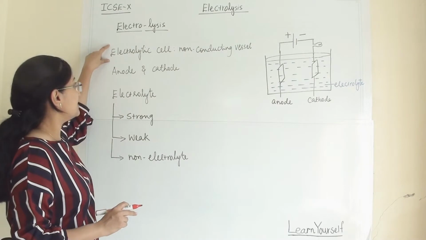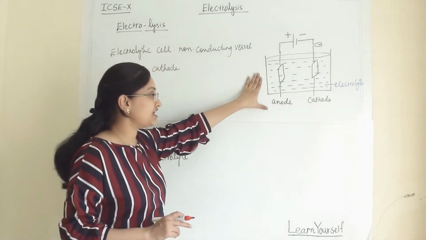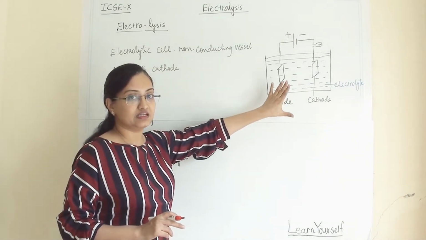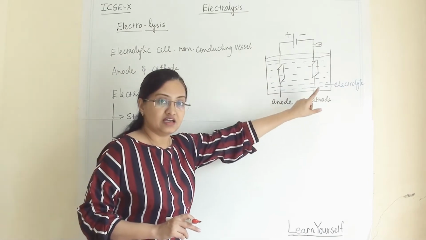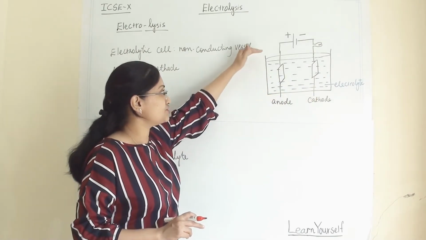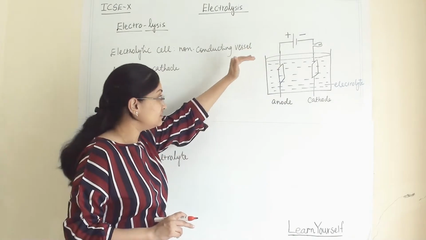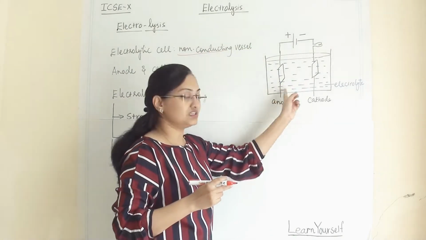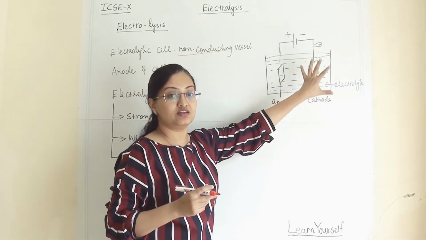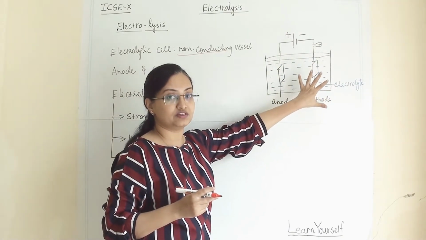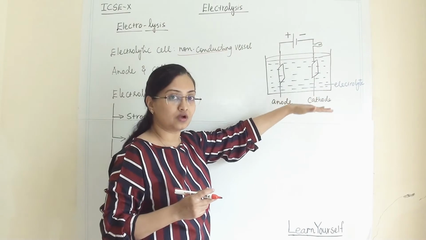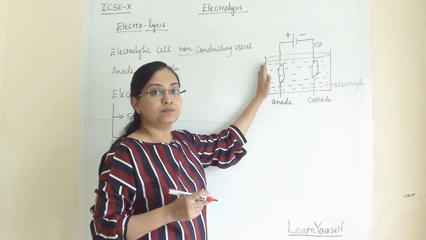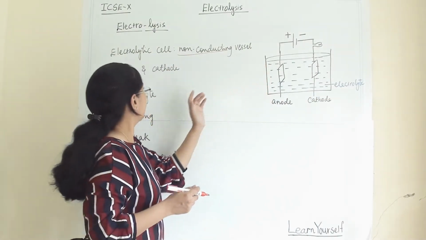So in this, we are performing this reaction in an electrolytic cell. This is a rectangle-shaped vessel which is open from the top, and this should be non-conducting, because whatever electricity is passing in the solution medium of the electrolytic cell should not come out. So this should be a non-conducting vessel.